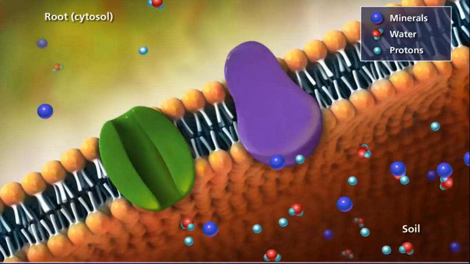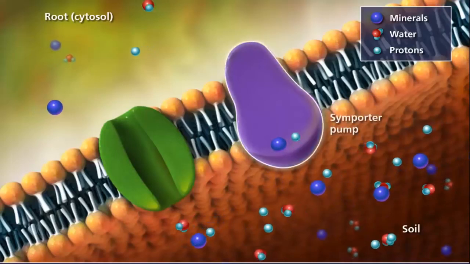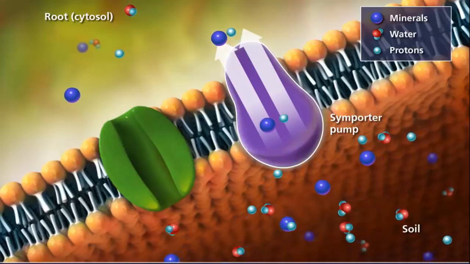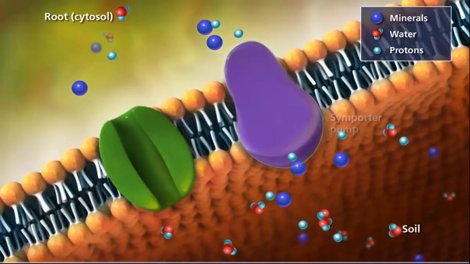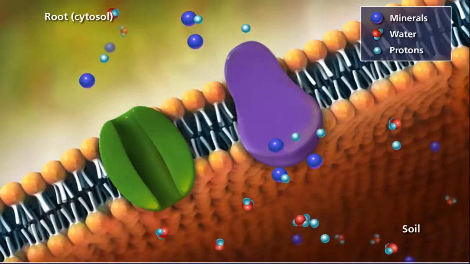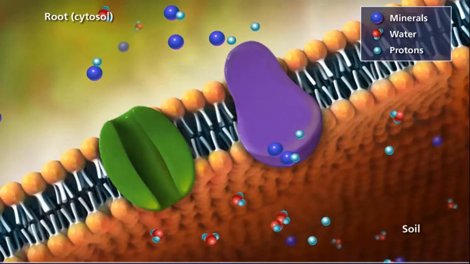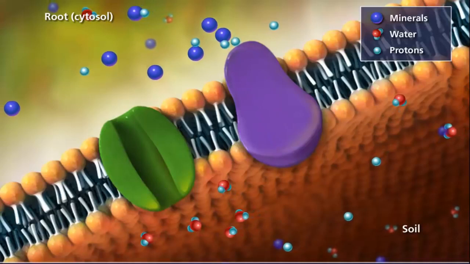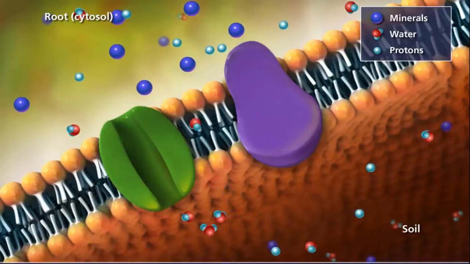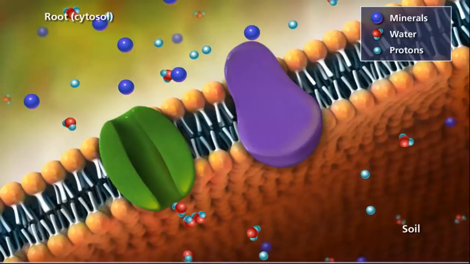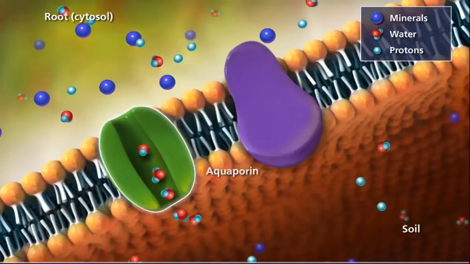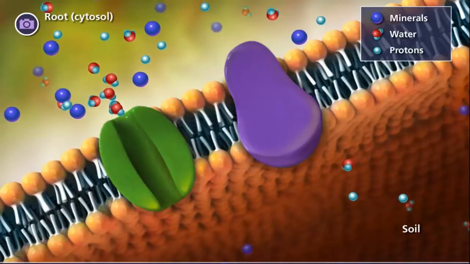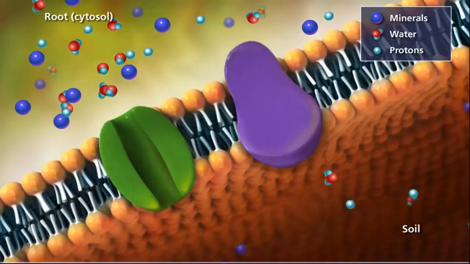Water potential in the cells of the roots increases when symporter pumps in the plasma membrane allow protons to pass into the cell, traveling down their concentration gradient. These pumps couple the transport of protons with the transport of minerals and other solutes into the cell. Water follows into the cell, driven by osmosis. The presence of aquaporin channels in the membrane enhances osmosis, allowing bulk flow of water from the soil into the roots.